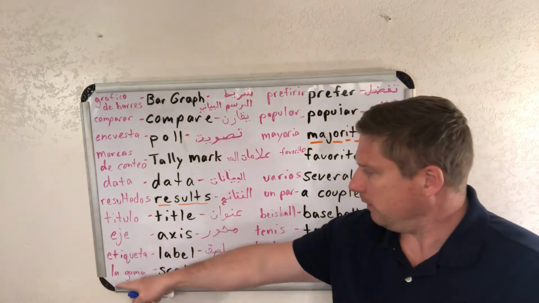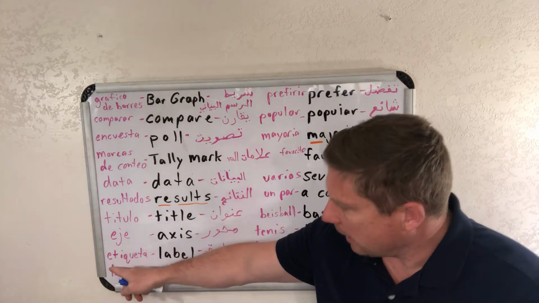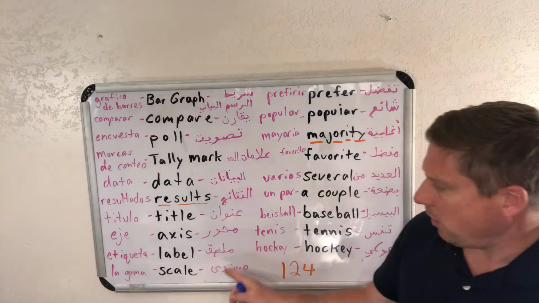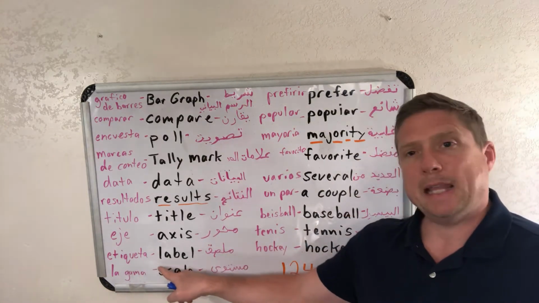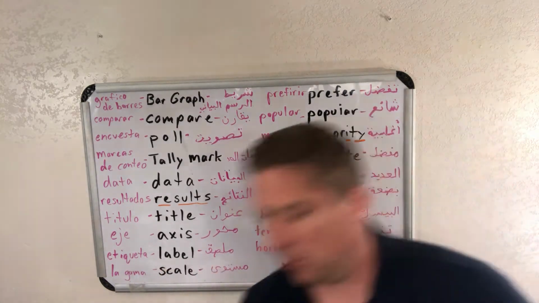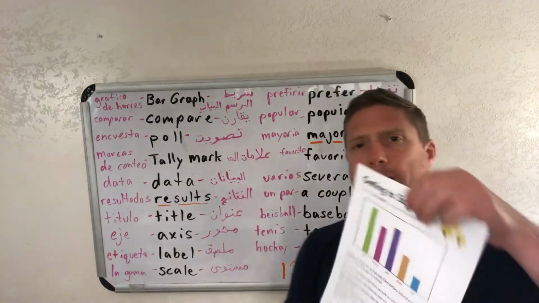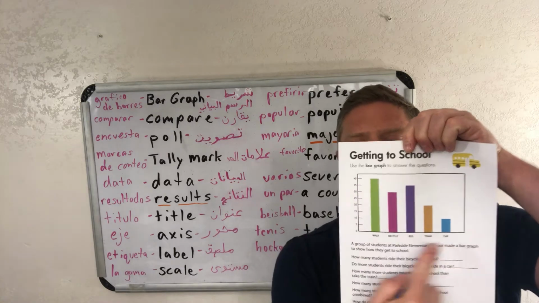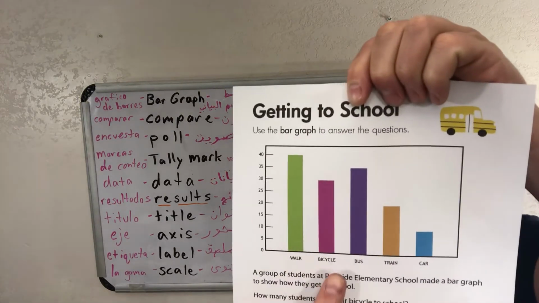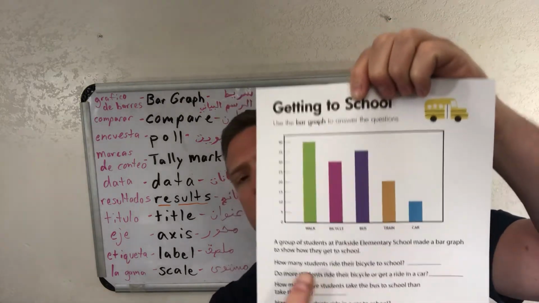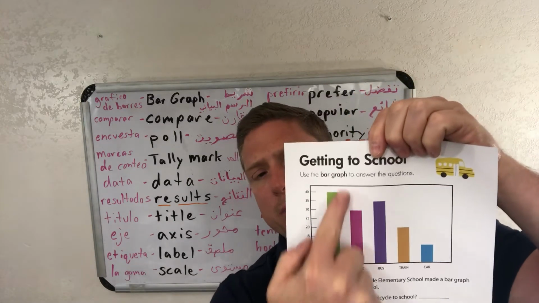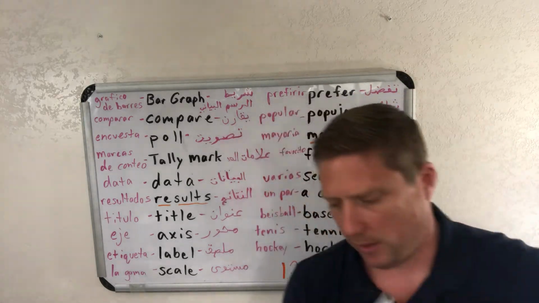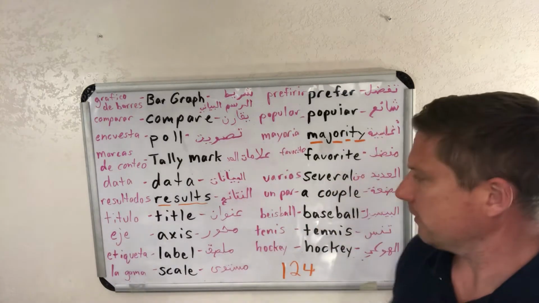Okay, we have label. Label. You'll usually find the labels along the axis. So here on the x-axis, we can see we have the labels. It means this is the information. Right? So we have the labels.